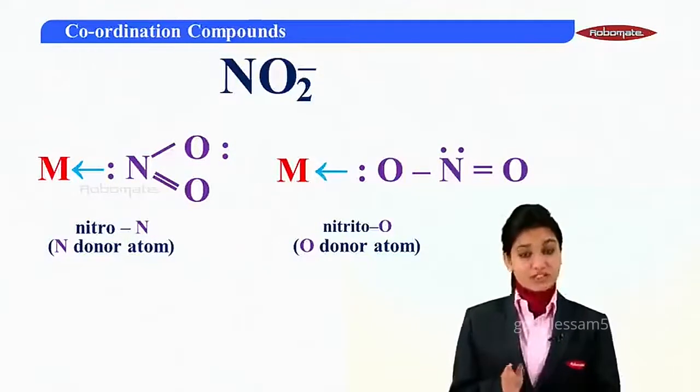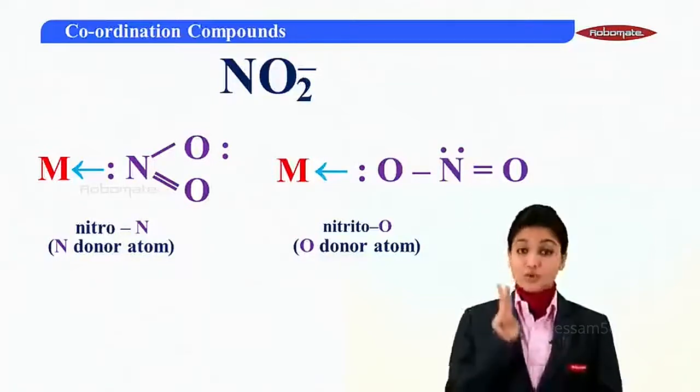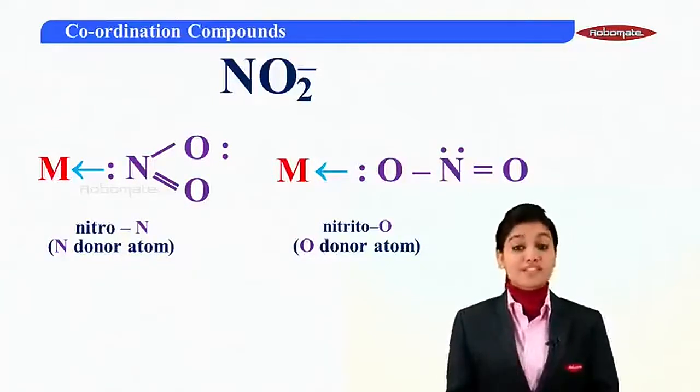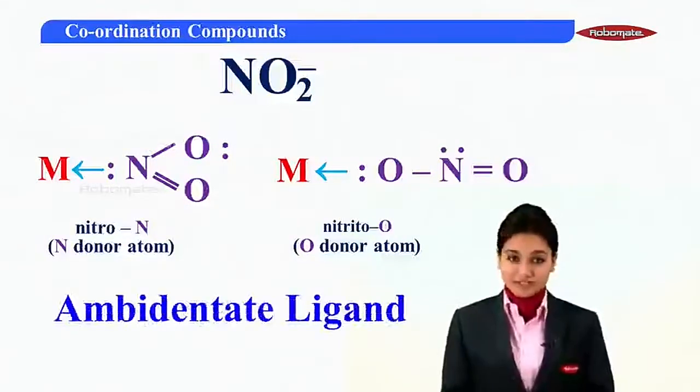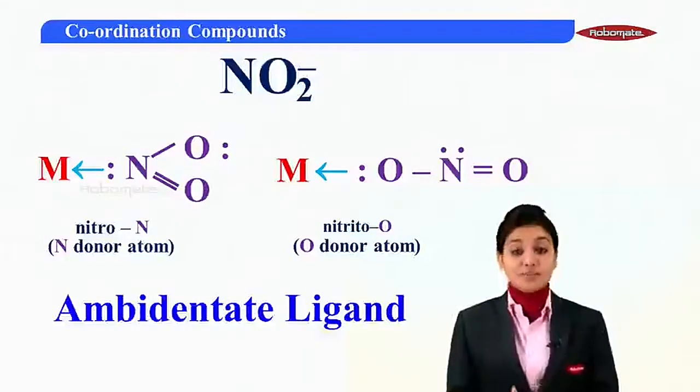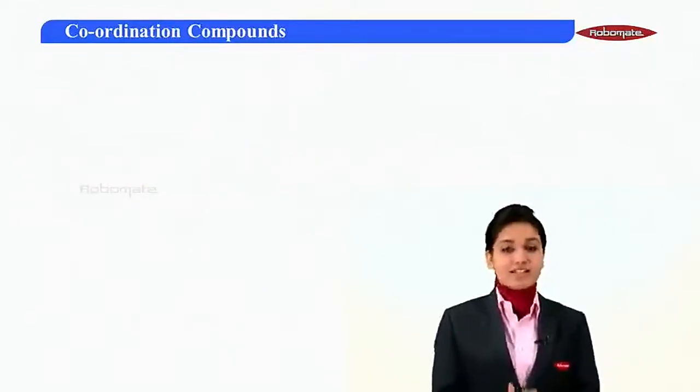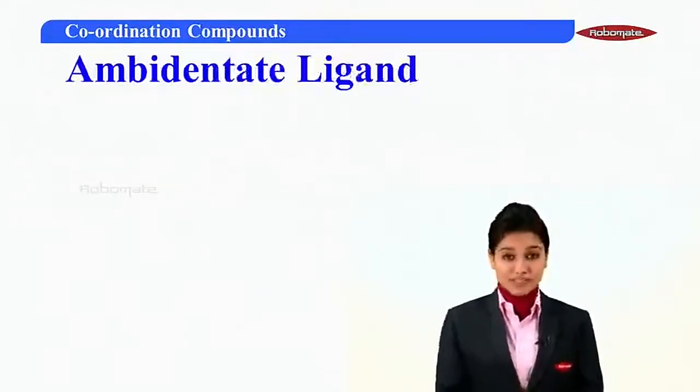So if you see here, it is a single ligand, but it has two donor groups. Always remember, at a time only one will participate in the formation of a coordinate bond. Such ligands are called ambidentate ligands. Let us understand this with the help of a few more examples.